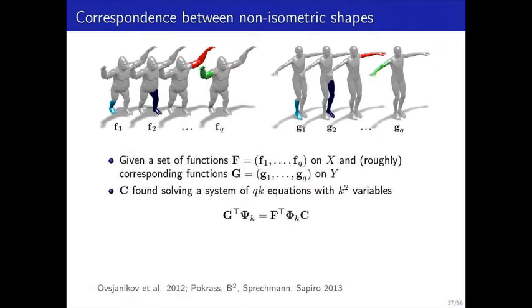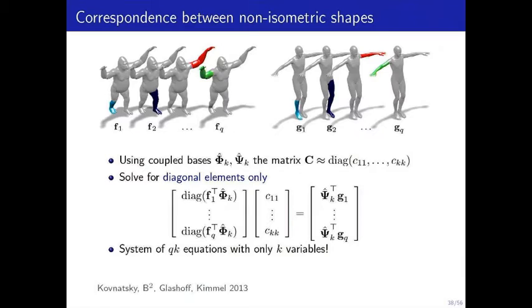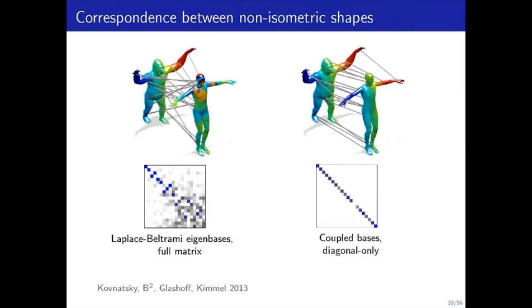So basically, we find C by solving a system of QK equations with K squared variables. But if we assume that C is diagonal, we can actually ignore all the off-diagonal elements, and we can rewrite this system of equations only for the diagonal elements of the matrix. And basically, it looks like this. Now we are left with KQ equations with only K variables. So actually, we have much less degrees of freedom. And basically, this is a good reduction of degrees of freedom because the bases are constructed in such a way that we have this diagonal structure. And this is an example of correspondence. So very bad correspondence in the first case if we solve the original least squares problem, and much better correspondence if we assume that the matrix is diagonal.